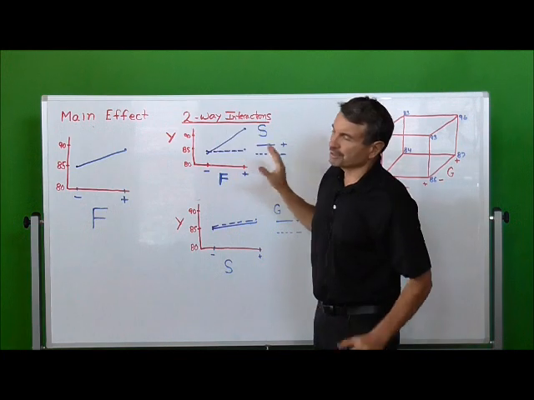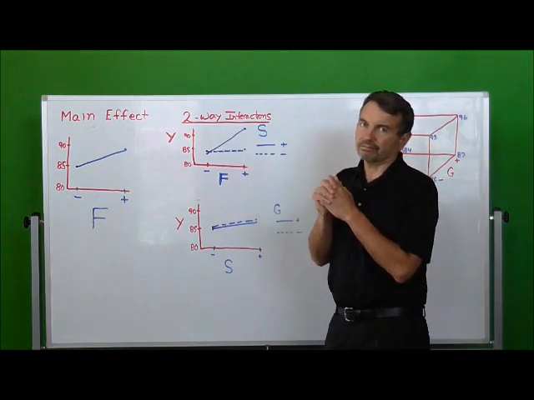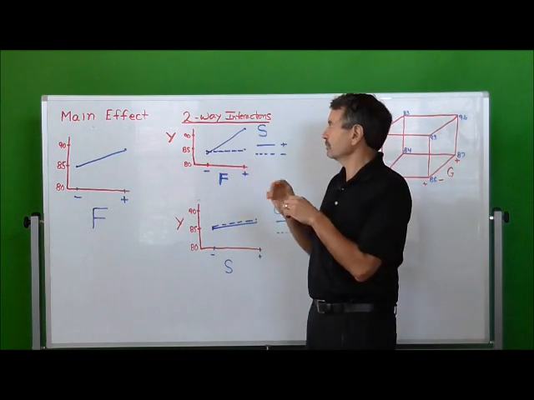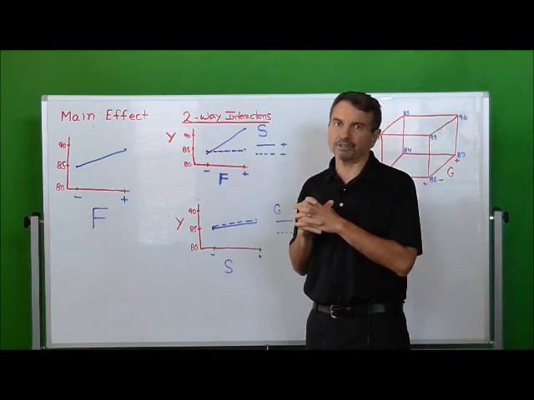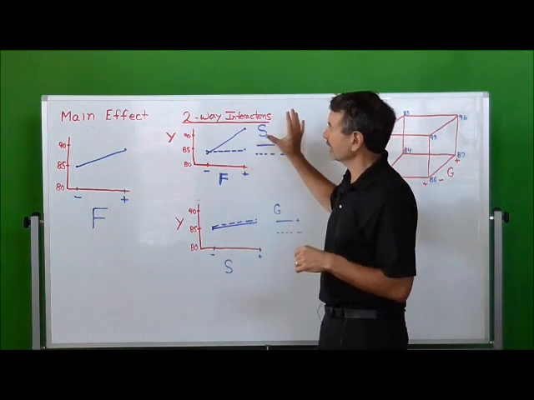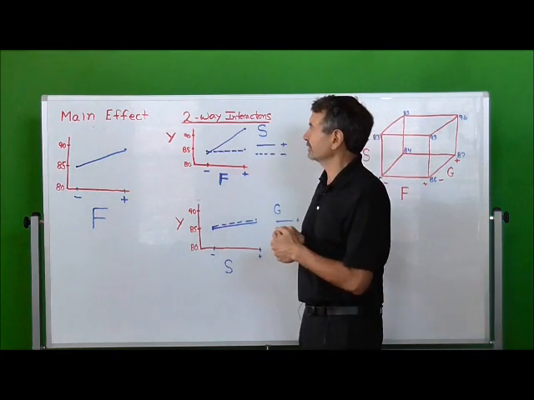This graphical representation is called a two-way interaction. It's one of the most critical findings you're going to find in design of experiments. The only way you're going to find this out is through design of experiments. Doing experiments one factor at a time would not yield this type of output.